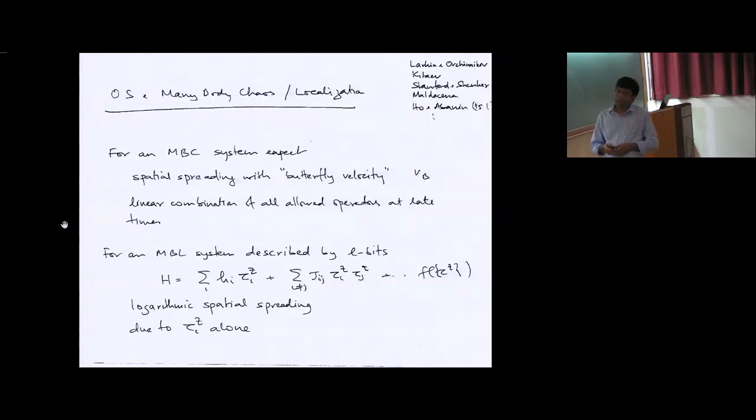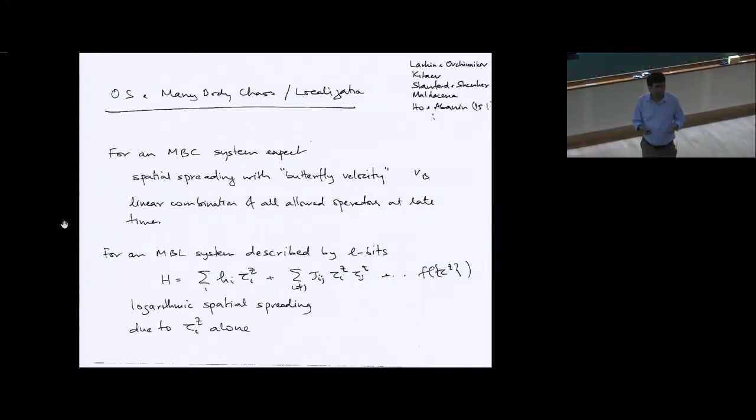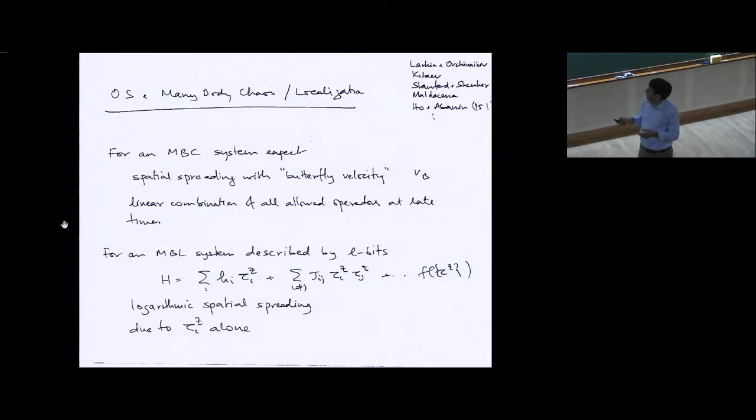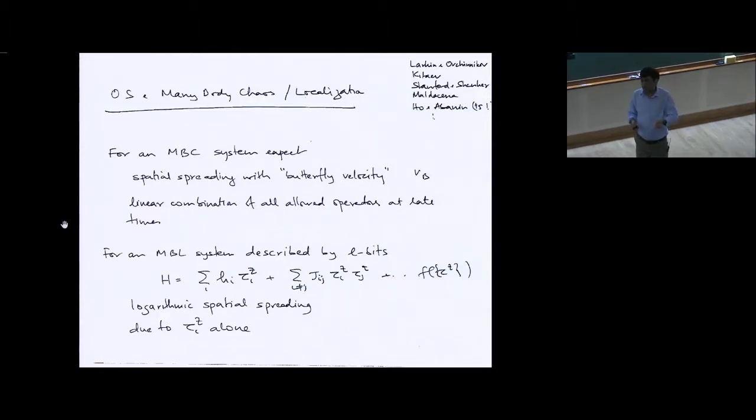Okay, so what this wisdom says is that if you have a many-body chaotic system, so let's not be too precise about what that means, but one which obeys statistical mechanics for the most part, this local operator will spread, and its spatial extent will spread with what was named the butterfly velocity. Based on the idea that that's the speed at which the disturbance spreads, as it would in a classical chaotic system.